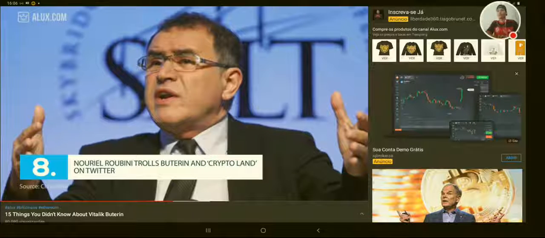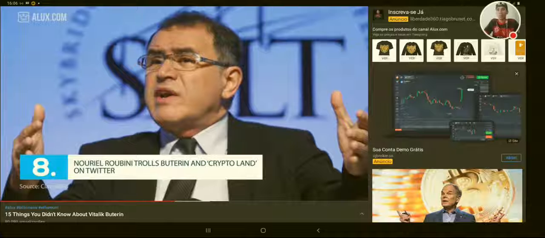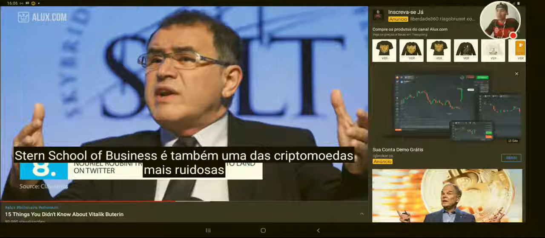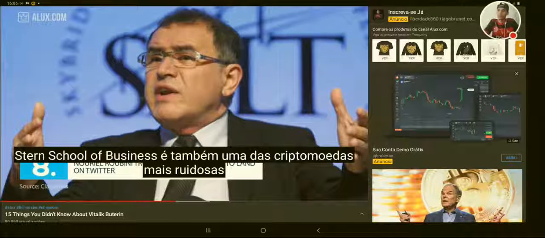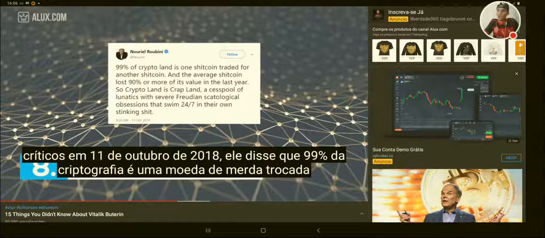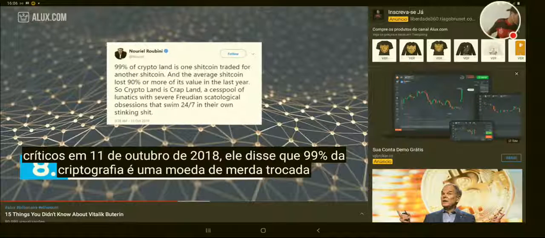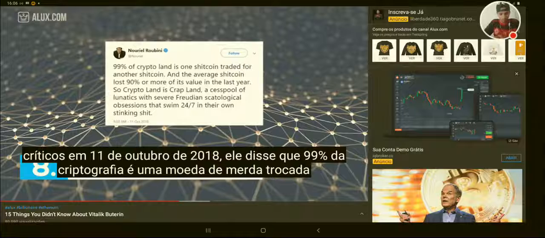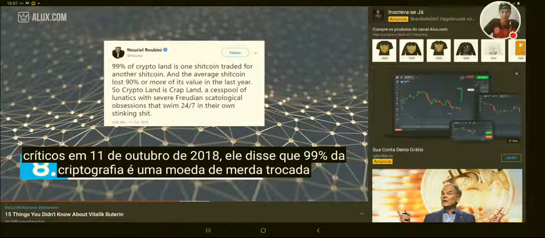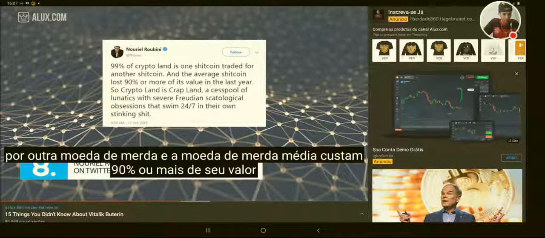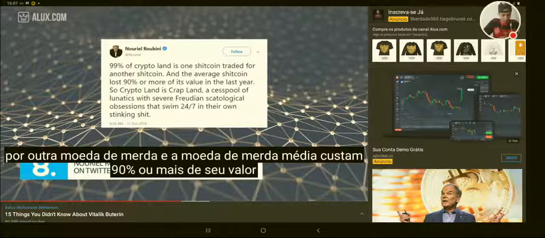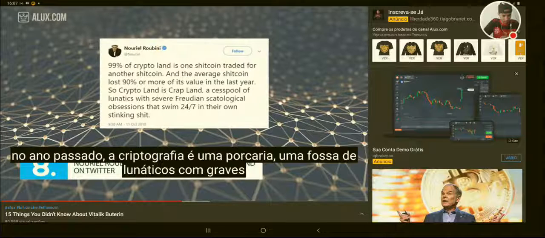Nouriel Roubini is an American economist who lectures at New York University's Stern School of Business. He's also one of cryptocurrency's most vociferous critics. On October 11, 2018, he said 99% of Cryptoland is one shitcoin traded for another shitcoin, and the average shitcoin lost 90% or more of its value in the last year.